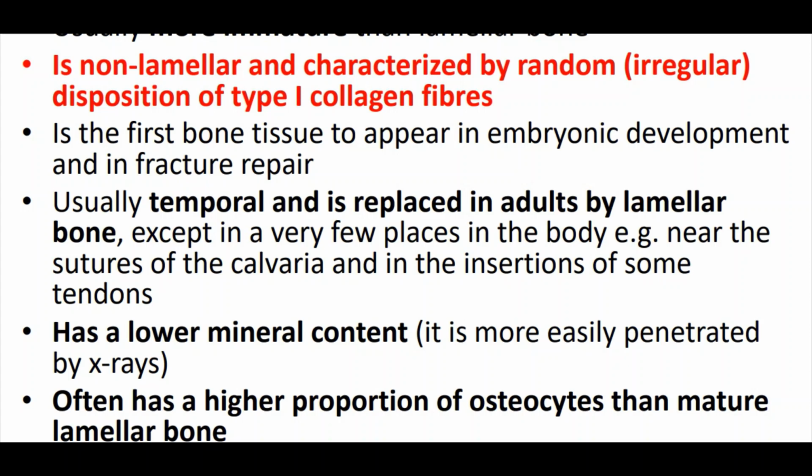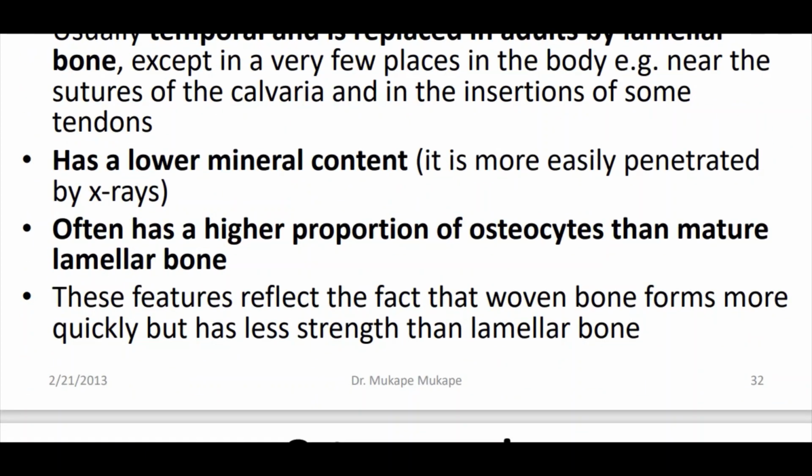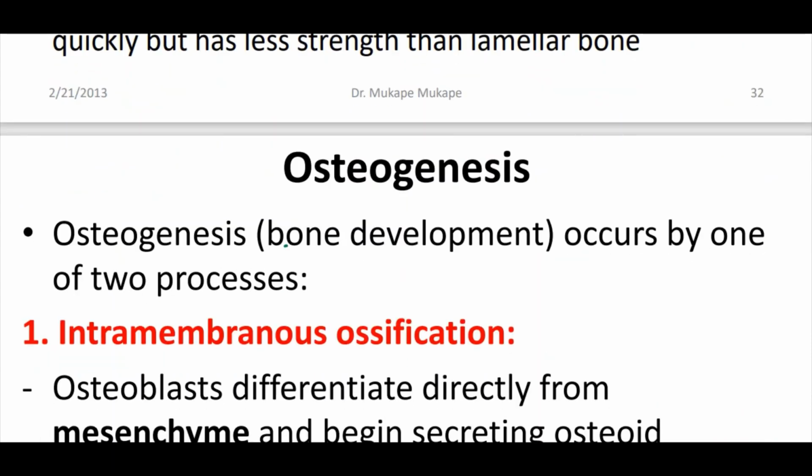It has a very low mineral content and is more easily penetrated by X-rays. It often has a higher proportion of osteocytes than mature lamellae. These features reflect the fact that woven bone forms more quickly but has less strength compared to lamellar bone.